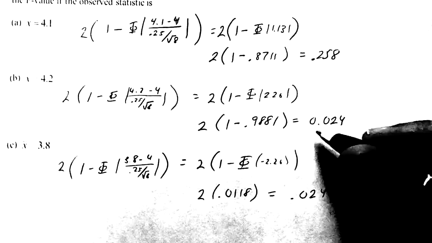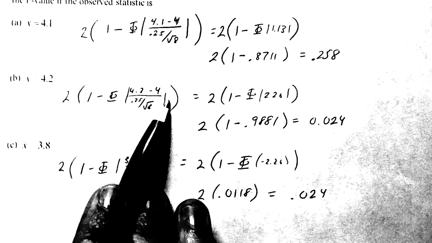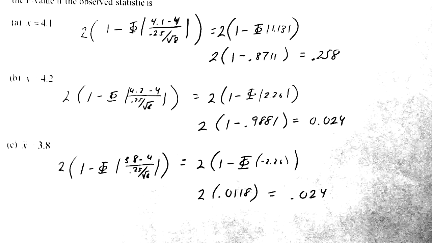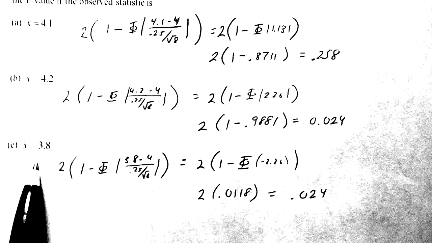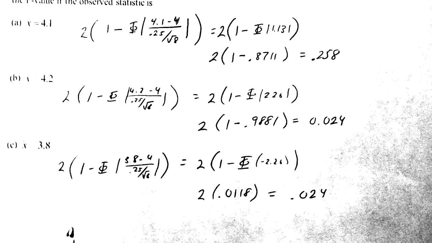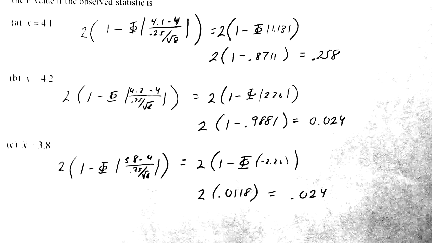And so these are the same because we're a symmetrical distance away from the mean. We're 0.2 away from the mean. So if you were looking at 4, 3.8 is 0.2 below it, and 4.2 is 0.2 above it. So those answers are always going to be the same.